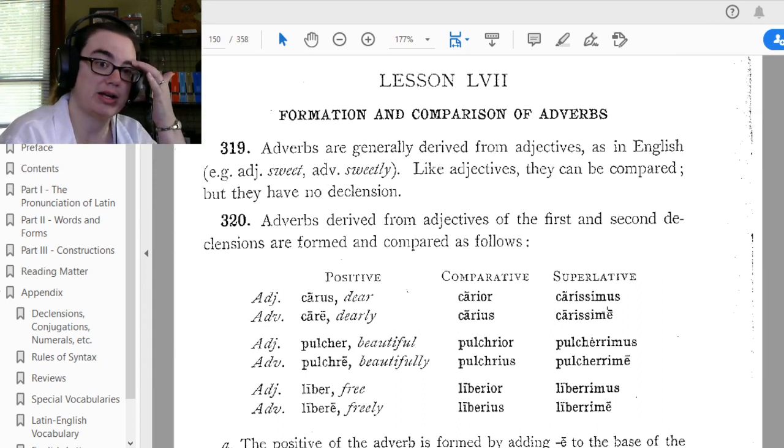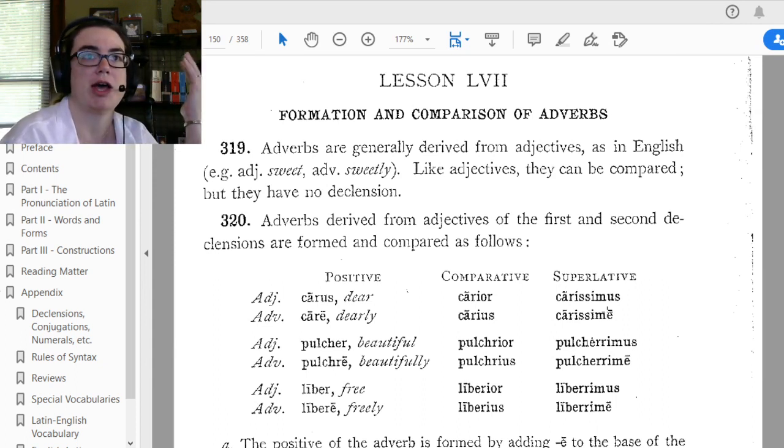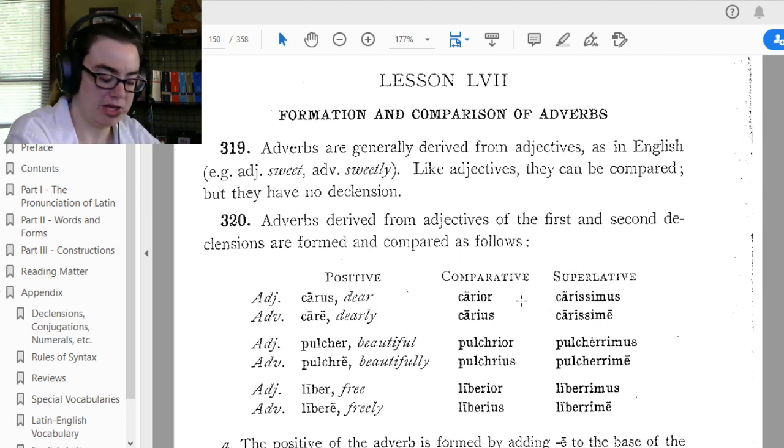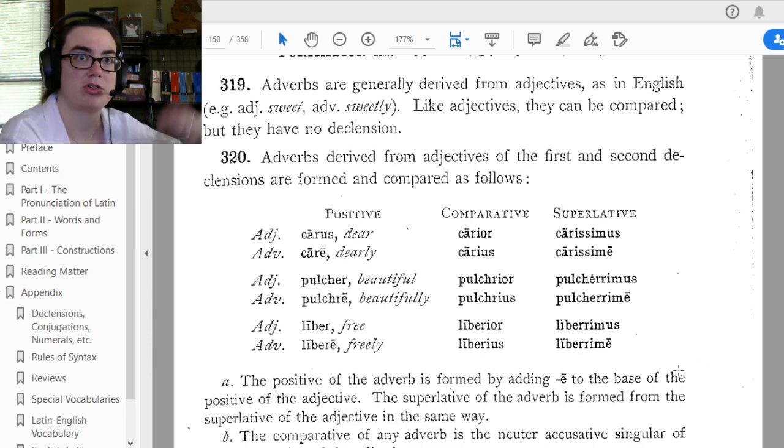Adverbs are even easier. Adverbs don't decline because they modify verbs, so they only have one form. And adverbs are usually derived from adjectives. In English, you add -ly. And so you can compare them. Something can be more sweetly done, most sweetly done, most dearly, most freely.